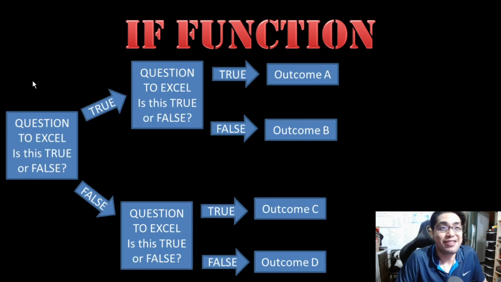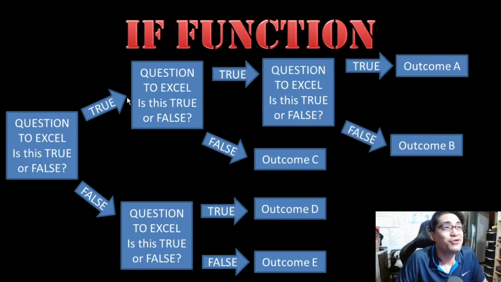You can even do it this way, just like what you can see on the screen. Ask Microsoft Excel a question to evaluate if it is true or false. If it is true, ask another question to evaluate if it is true or false. If it is false, ask another question. So in this case, you will have 4 different outcomes based on the chain of Microsoft Excel evaluating your logical tests. And yes, you can continue branching out. So what you can see now on the screen are chains of questions to Microsoft Excel with 5 outcomes.